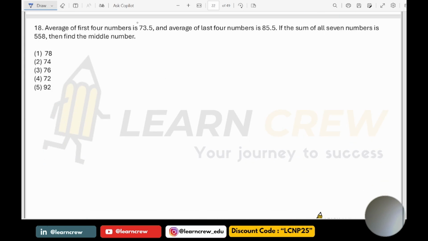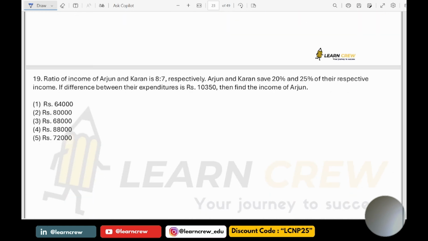Average of first 4 numbers is 73.5. Average of last 4 numbers is 85.5. The sum of 7 numbers is 558. Then find the middle number. Simply, sum of this minus this. So 73.5 into 4 is 294, plus 85.5 into 4 is 342, minus 558 will give you the answer, which is 78. 78 is the answer.